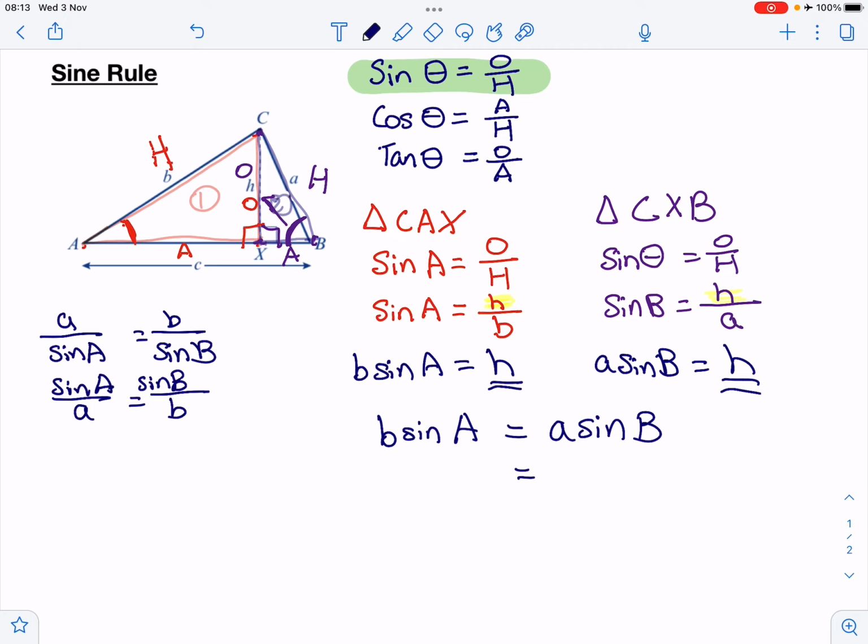Rearranging it, dividing both sides by B, we have sin A equals A sin B over B. Then divide both sides by A, we have sin A over A equals sin B over B.